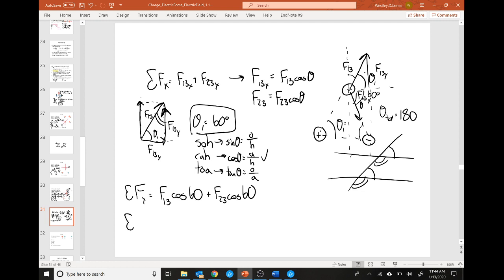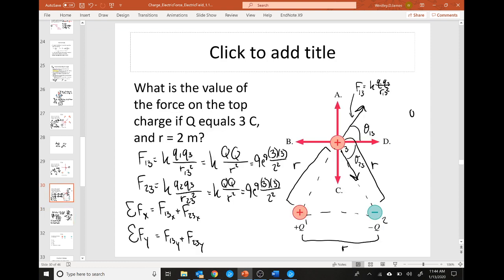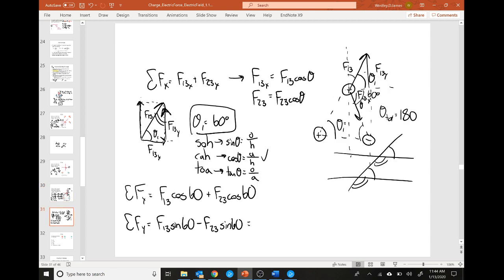Great. Sum of the forces in the y is going to be F13 sine of 60. Sine because now I need the opposite side. Opposite, hypotenuse, angle. There you go. This one's positive because it's pointed more up than down. The next one is negative because it is pointed more down than up. And if we remember from the previous slide, we found that F13 actually equals F23 in magnitude. Therefore, this is basically the same thing as F13 sine of 60 minus F13.